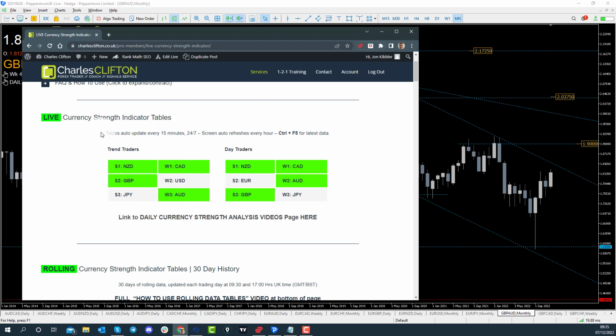You can see here the tables auto update every 15 minutes, 24/7, so if you do have access to the tables, just be aware that they can be accessed at any time.